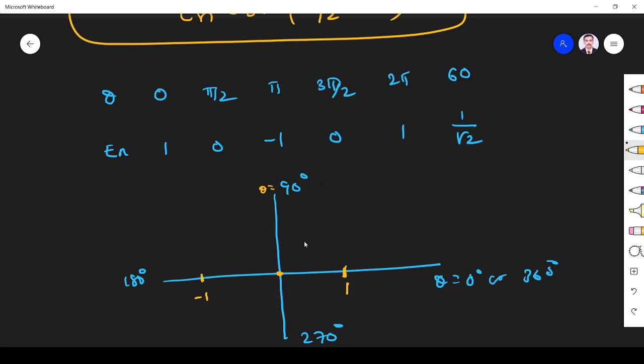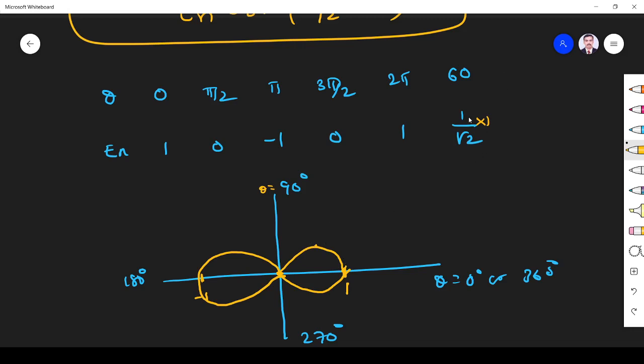When theta is equal to 60, theta 0 is here and 90 is here, so it may be around here. When theta is 60, it is 1 by root 2 of the maximum value. The maximum value is 1, and 1 by root 2 is 0.7. So 0.7 may be somewhere here. So the radiation pattern will be going like this. Similarly, here it will go like this and come back like this.